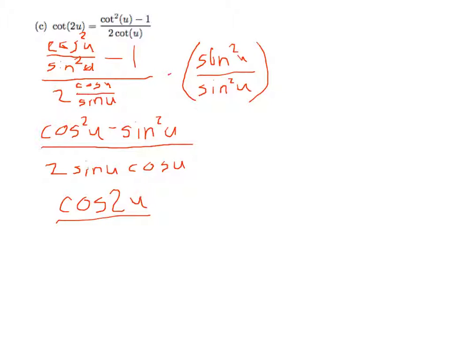And on bottom, we also see we have Dr. Allen's favorite identity, the 2 sine u cosine u, and that is just sine of 2u. So now we are left with cosine 2u over sine 2u, which is also equal to cotangent of 2u.